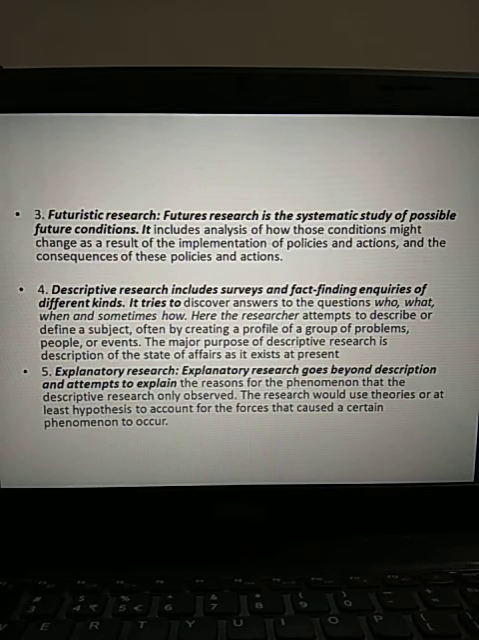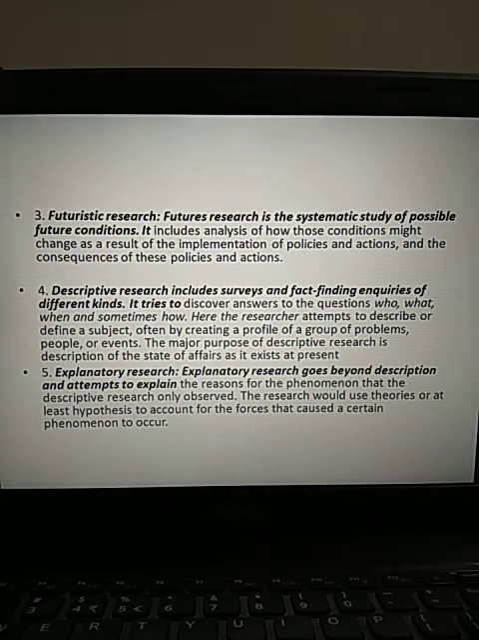Futures research is the systematic study of possible future conditions. It includes analysis of how those conditions might change as a result of the implementation of policies and actions, and the consequences of these policies and actions. So these kinds of research help us understand the things which are going to happen in the future.